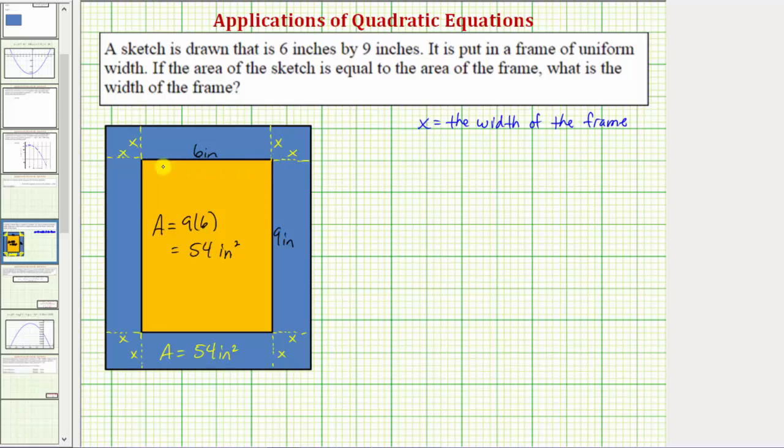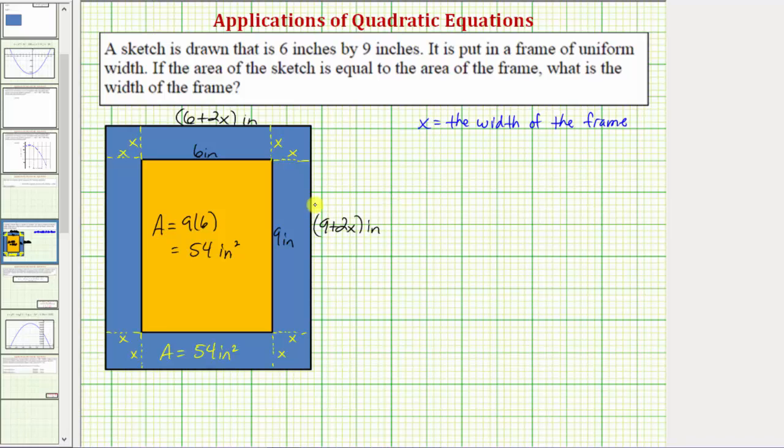So we know this length here is 6 inches. If this is x inches and so is this, then the shorter length here would be 6 plus 2x inches. And this longer length here would be 9 plus 2x inches.